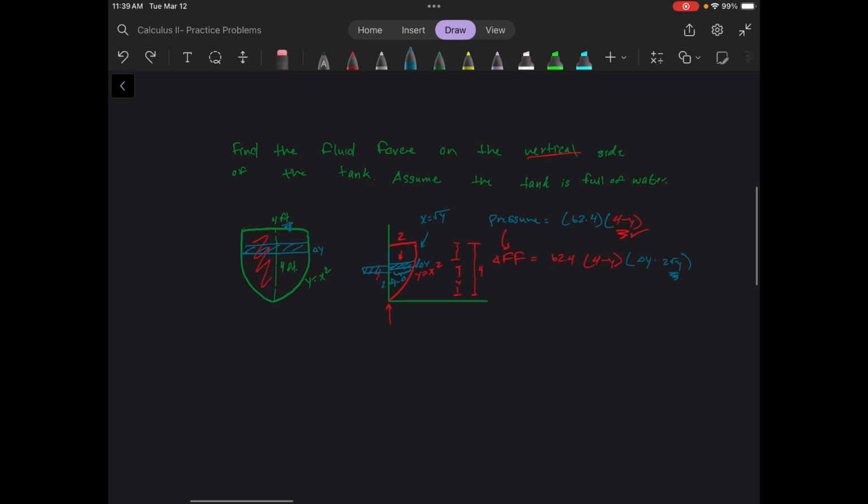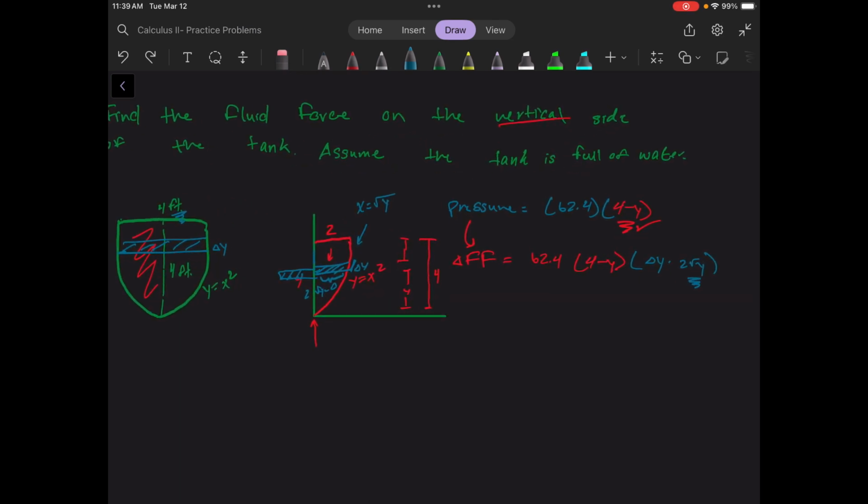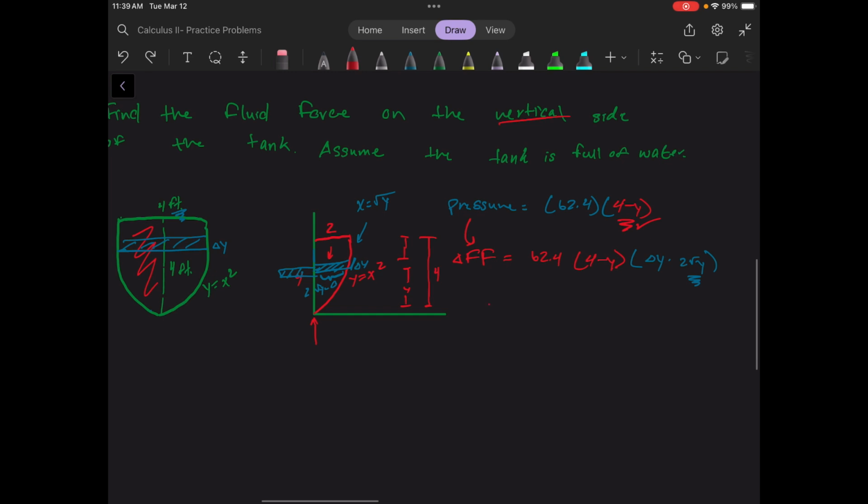So that is our delta fluid force. That is the fluid force of one arbitrary slice. So how do we find the total fluid force? We can just integrate that delta fluid force. So we're going to integrate that 62.4, that 4 minus y, and that 2 square roots of y. It becomes a dy now. Where are these slices moving from and to? Well, they're starting all the way at 0, and they're moving all the way up to 4. So we're just integrating from 0 to 4.